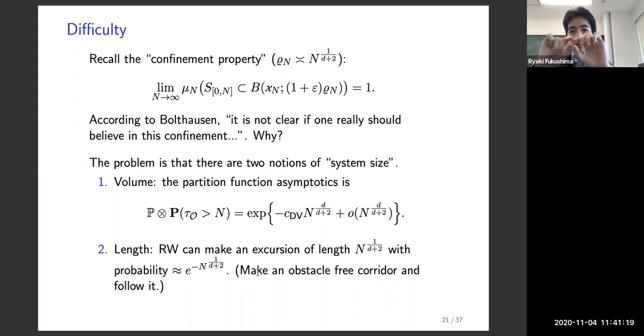And then, given this corridor free of obstacles, we can have the random walk go inside this corridor, make an excursion, and come back later. It sounds ridiculous, but the point is that we can do it with this probability, e to the minus n to the 1 over d plus 2. And this is a much smaller scale than the error term in the Donsker and Varadhan asymptotics.